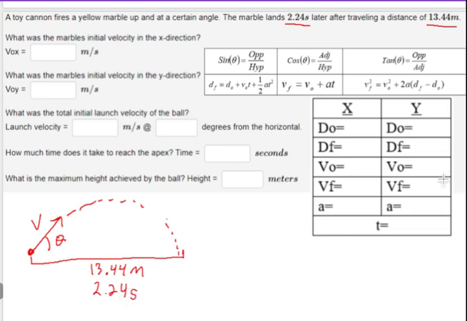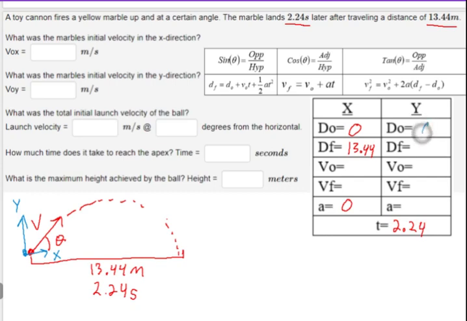Okay. So my initial distance in the x is 0 because my origin is always going to be where I'm starting, which is right here for the angle launch problems. Positive x to the right, positive y up. All right. The initial velocity in the x, I don't know. The final distance in the x, I do know. That is 13.44. The acceleration in the x is 0, and then the total time is 2.24.